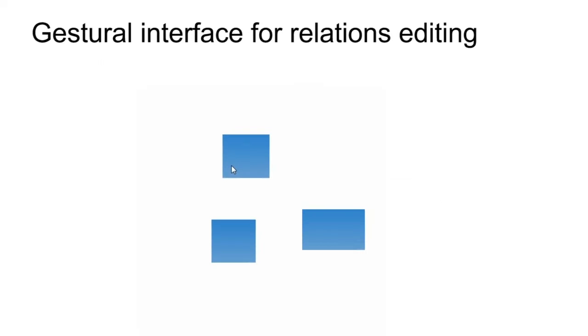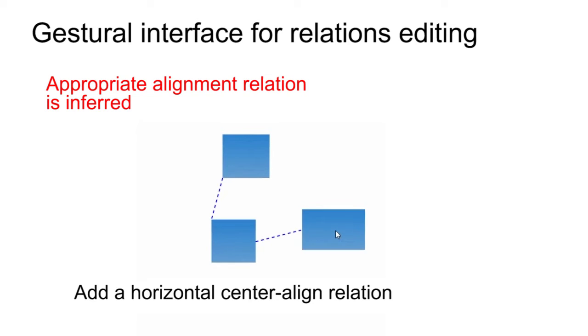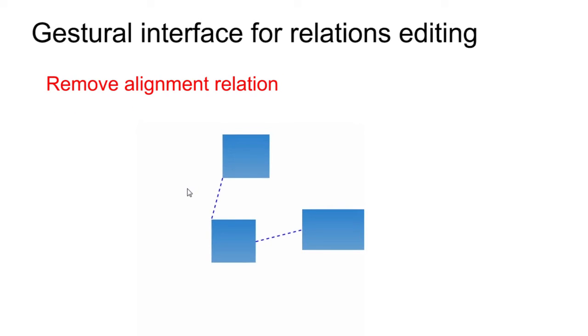We also designed a gestural interface for editing the visualized relations. The user can add an alignment relation by connecting a pair of elements using stroke. The most appropriate alignment relation will be automatically inferred. To remove an alignment relation, the user only needs to cut the visualized alignment relation line by stroke.